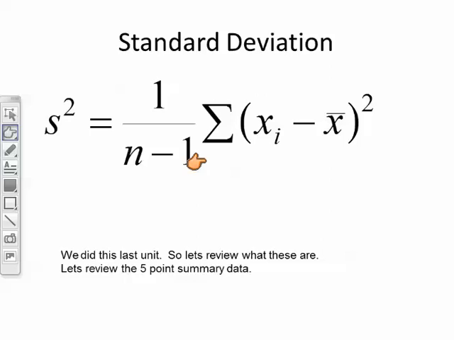So where did this formula come from? Remember, we were summing up. We were taking the sum of the current value that we're looking at minus the mean of all the values. We're squaring them and summing them all up, and then dividing by n minus 1. And that's equal to s squared.